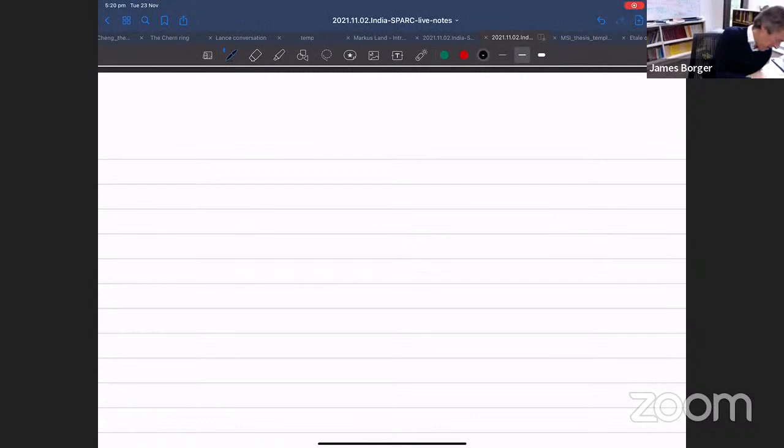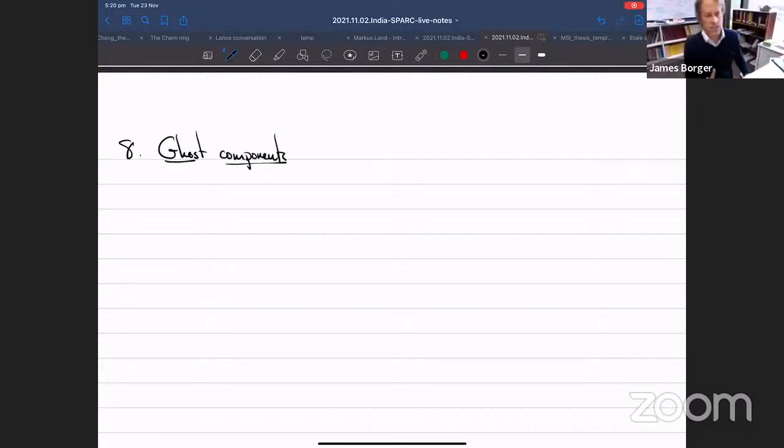Okay, so what we need to talk about first is the so-called ghost components, which you might have heard of in usual Witt vector theory. If you're going to do any computation, basically you have to go through the ghost components. Okay, so what's the point?